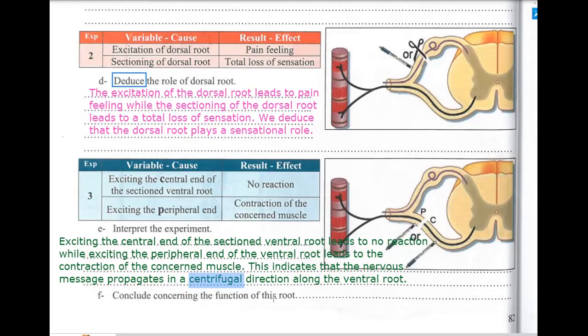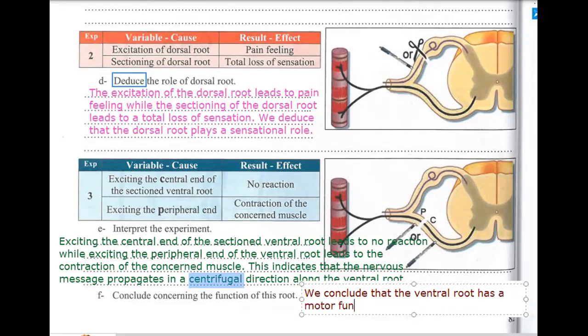Conclude concerning the function of this root. What is its function? Is it sensory or motor? It is a motor function, of course, because it is taking the messages to the peripheral and it is connected to the muscles. It controls the muscles. This is a conclusion. So we will write, we conclude that the ventral root has a motor function.